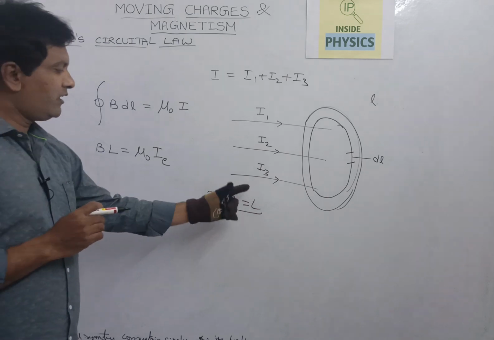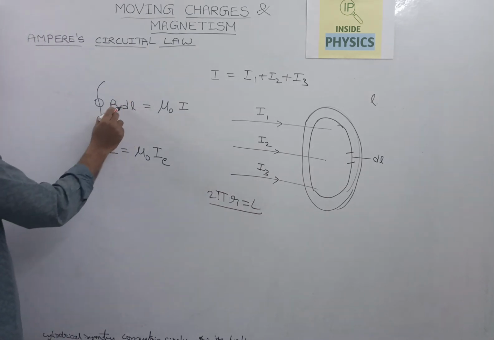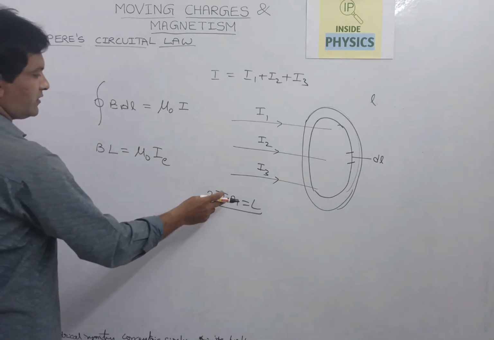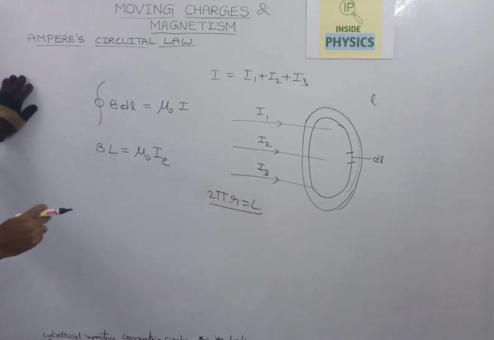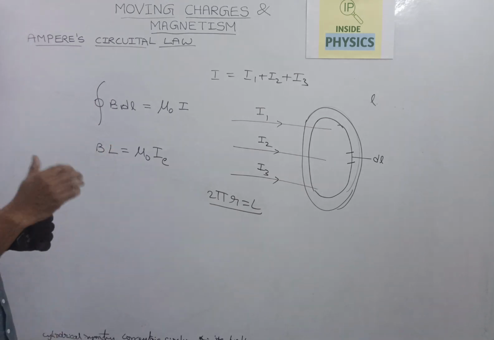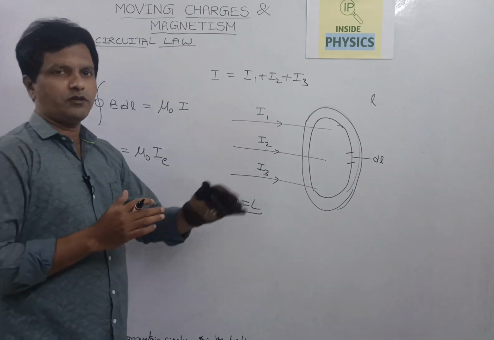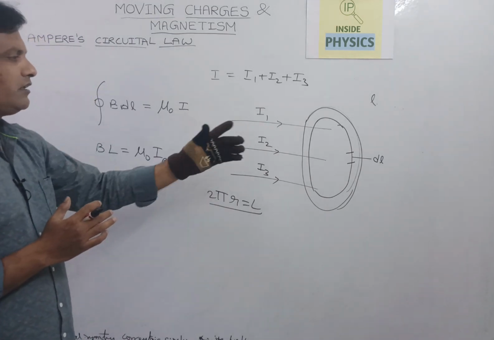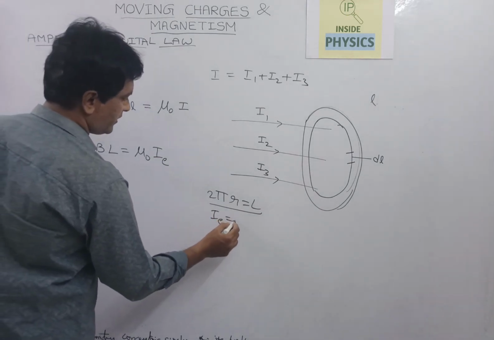So here L is the perimeter. We have integrated these small length elements, and finally we got the total length as L. That length will be 2 pi r, as the radius of the circle or boundary is small r, where I E means current enclosed inside the boundary. We cannot consider any current outside the boundary. We only consider the currents passing through inside the boundary. So I E means the enclosed current in the boundary.